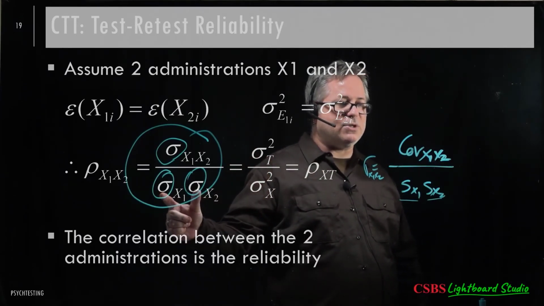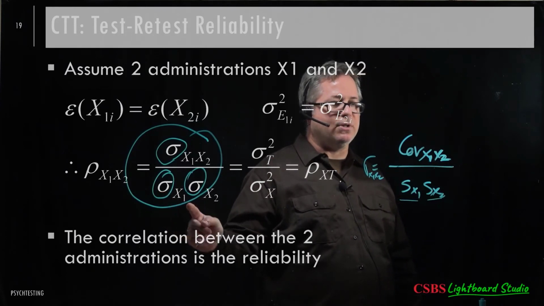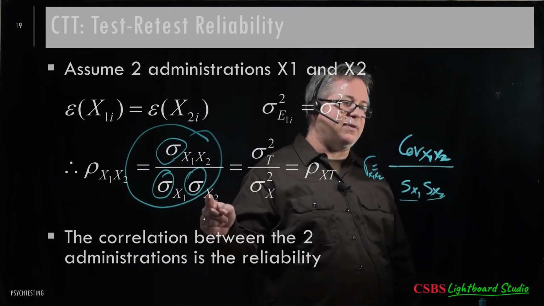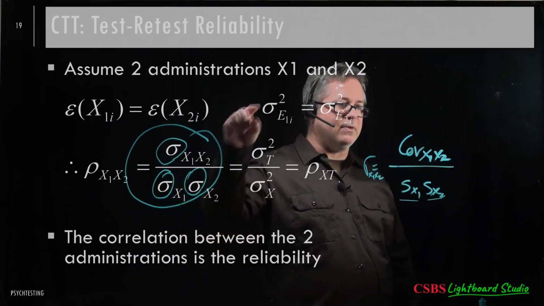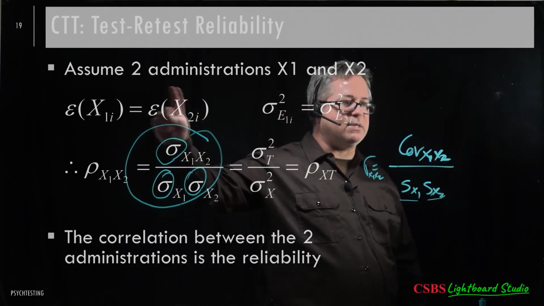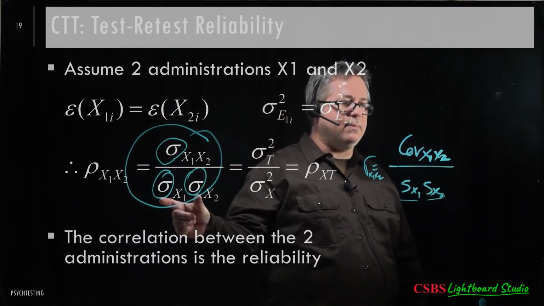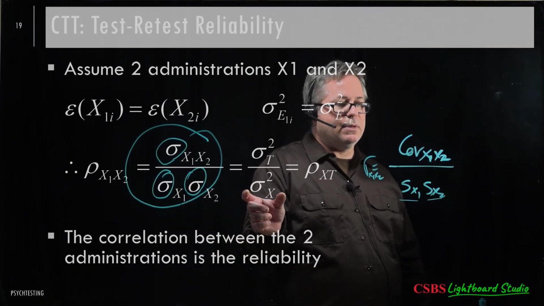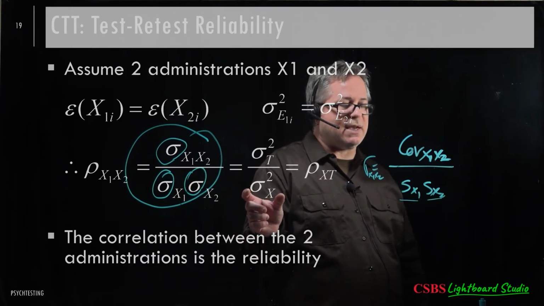Well, because x1 and x2 are the same measure, the 1 and 2 just represent time. It's just the standard deviation of x, standard deviation of x, they should be the same. We said that up here. We expect the variances to be the same, the expected values to be the same. Since they should be the same, it's just the variance of x times the variance of x, which is just sigma squared for x. It's just the variance of x.